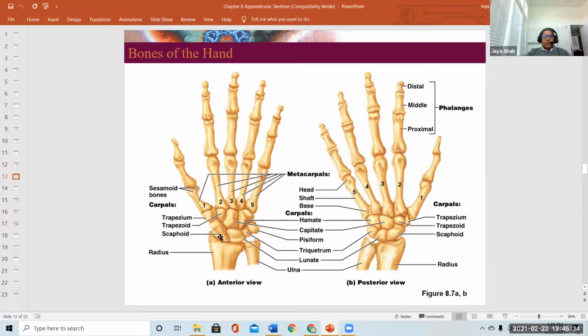This is the distal row. The proximal row has scaphoid, lunate, triquetrum, pisiform, and the distal row has trapezium, trapezoid, capitate, and hamate. So how do you remember these bones?